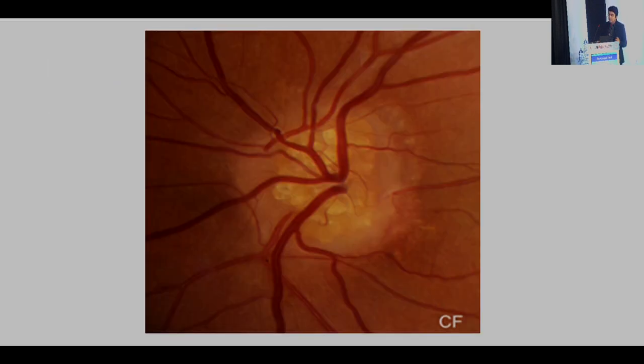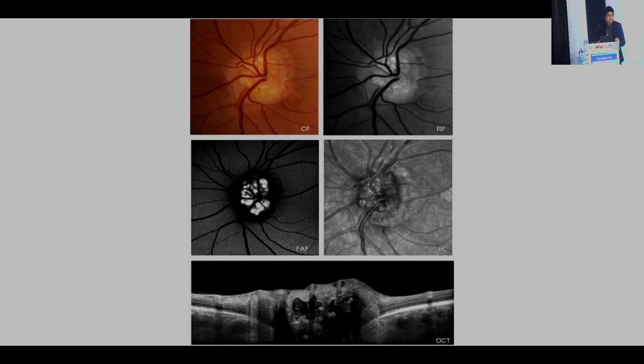Another very simple retinal finding: there are multiple lumpy, bumpy features that I'm pointing out over here. And this is quite easily optic disc drusen. These are the FAF and red-free images that show the same thing.